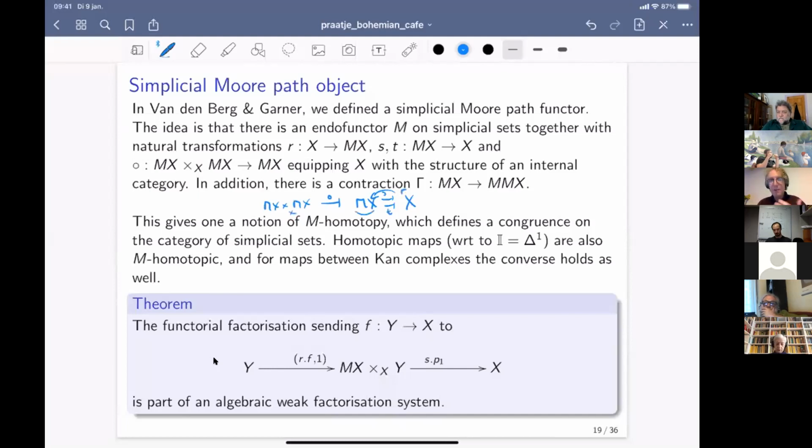But what we think of is the elements of M of X as in a way more paths in X. The intuition comes a bit from topological spaces, where a Moore path is a path in the topological space, but it need not have length 1. It can have arbitrary length, some real number. But then by doing this, paths can be composed in a way which is strictly associative and strictly unital. And something similar happens here as well.